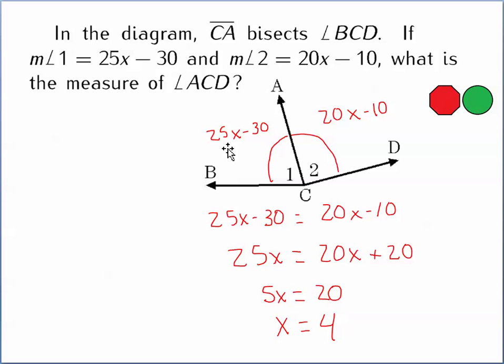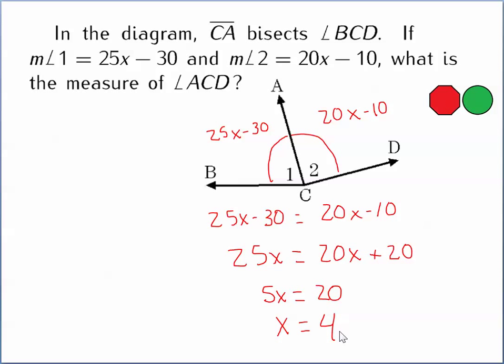It's a super secret code. 25x minus 30 is equal to 20x minus 10. We can't find any information out by this alone, and we can't find anything out by this alone, but setting them equal to each other and solving for x, we can come up with x equals 4. And I will leave it to you to pause to go through to see how I got that.